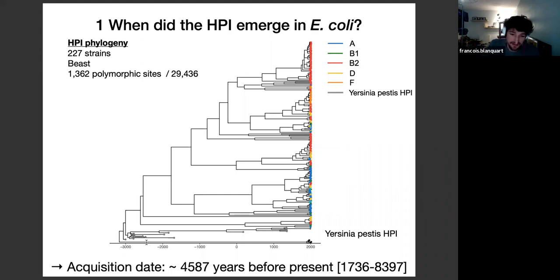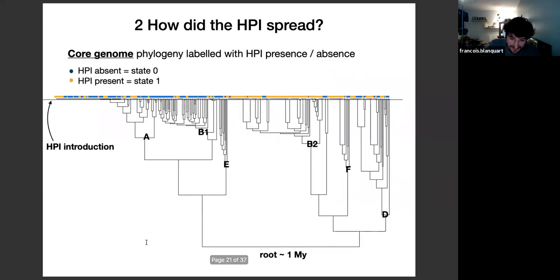I mean, we didn't have any argument in favor of a recent emergence, but it emerged about a few thousand years ago. And we wanted to see if in the genomes we could find evidence of selection for the HPI since it was introduced. For that, we looked at the phylogeny of the core genome labeled by HPI presence and absence: absent in blue and present in yellow.